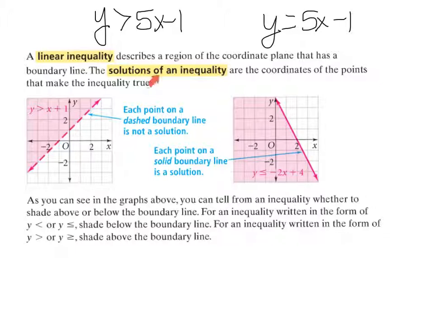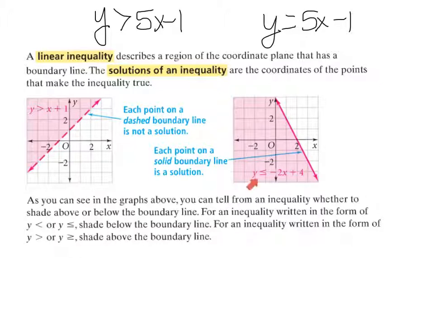So back to our representations here. The solutions of an inequality are the coordinates of the points that make the inequality true. So let's look at this one. If you graphed y equals x plus 1, you would just have the line. Because we're talking about y is greater than x plus 1, it would mean anything greater than on the line, which means anything on the line is not true. So each point on a dashed boundary line is not a solution. I would make a note of this. A dashed line means it is not a solution.